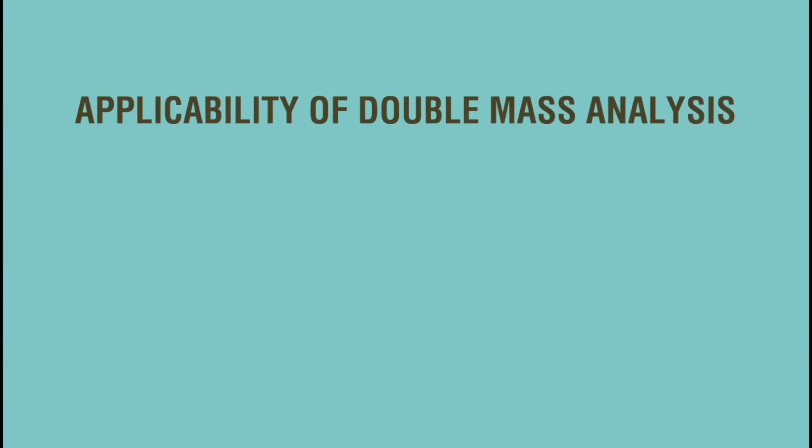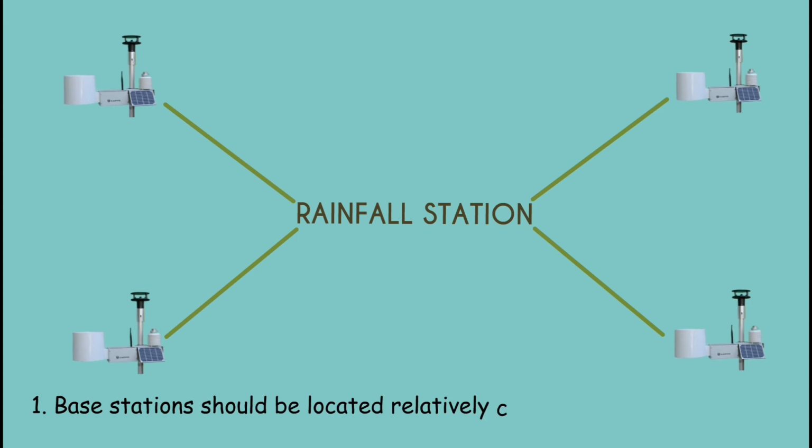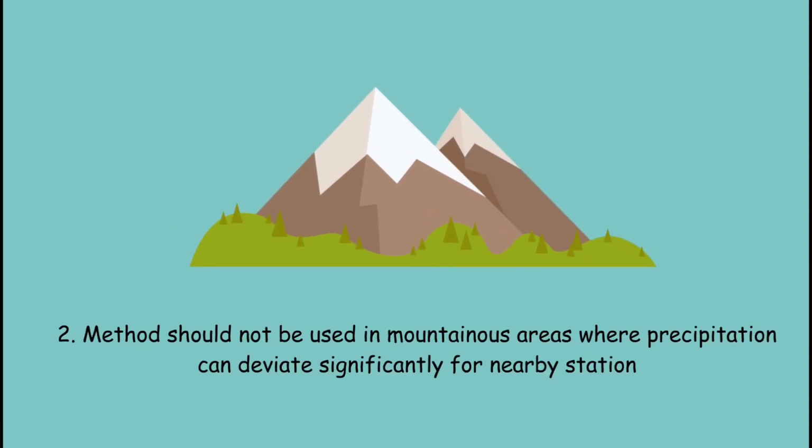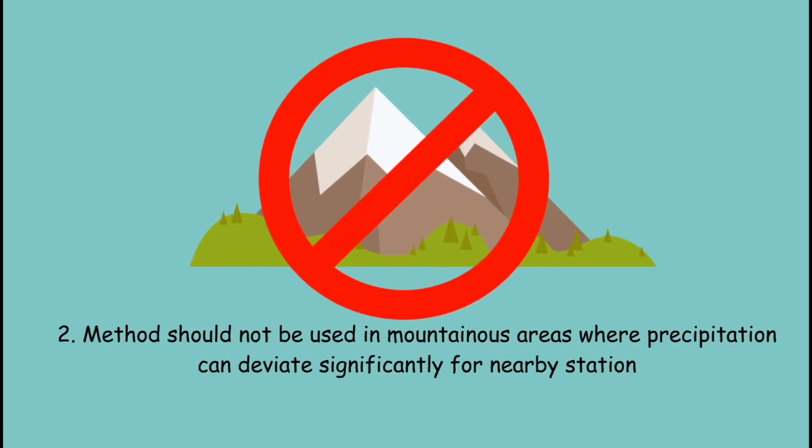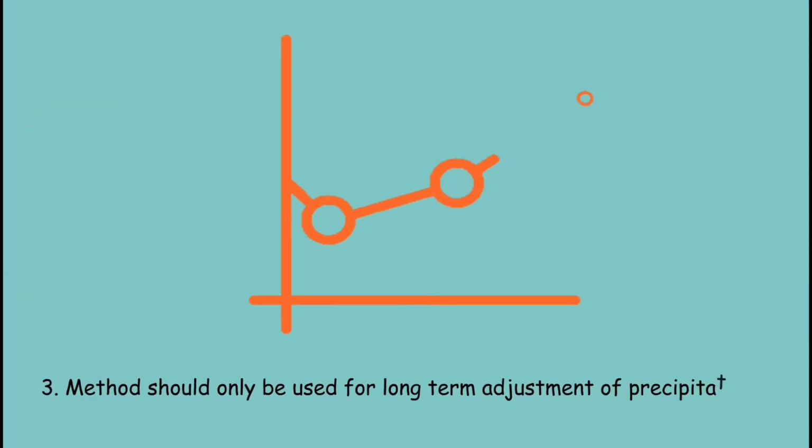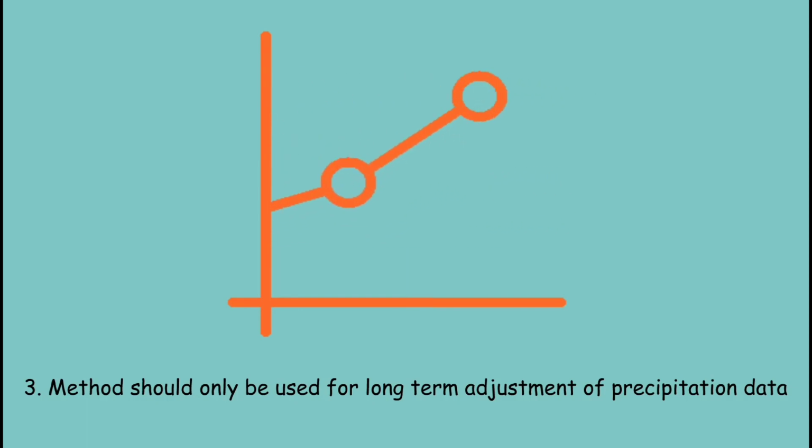Applicability of double mass analysis. So these are the limitations on using double mass analysis. First, the base station should be located relatively close to the station being tested. Second, the method should not be used in mountainous areas where precipitation can deviate significantly from nearby stations. And the last one is, this method should only be used for long-term adjustment of precipitation.